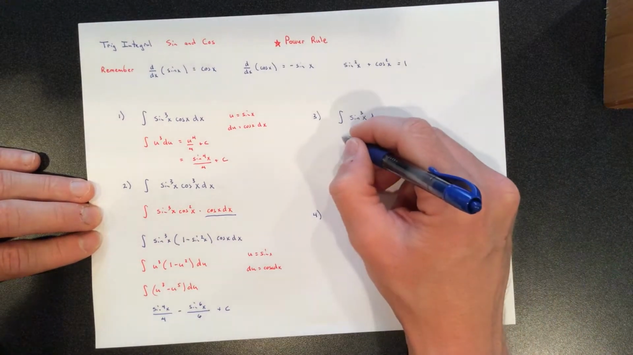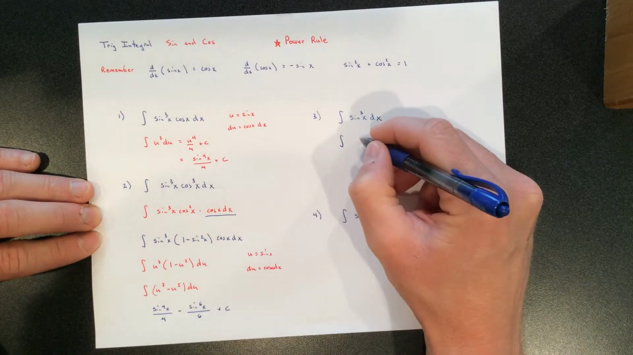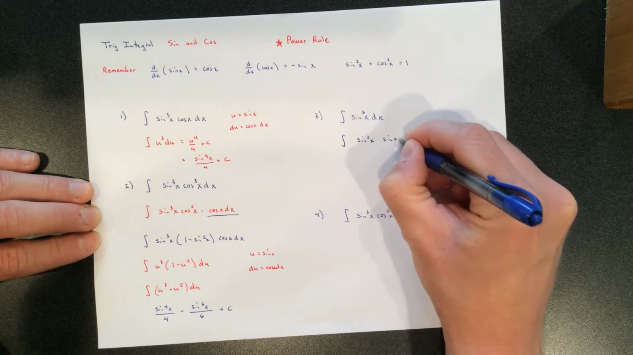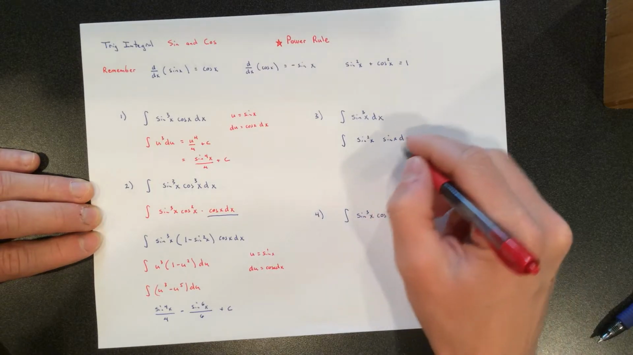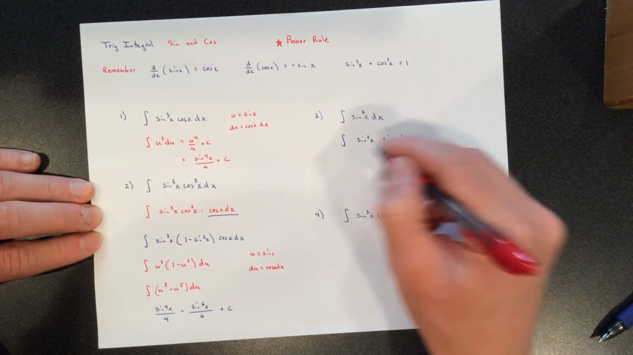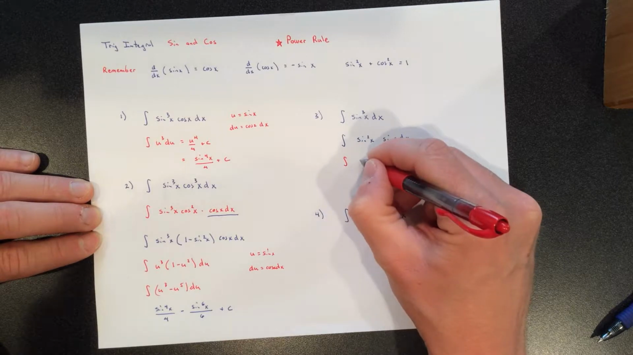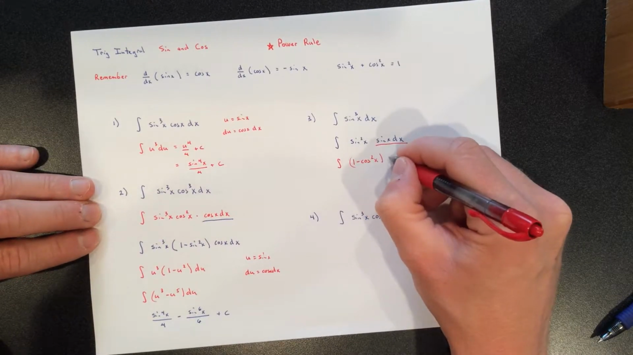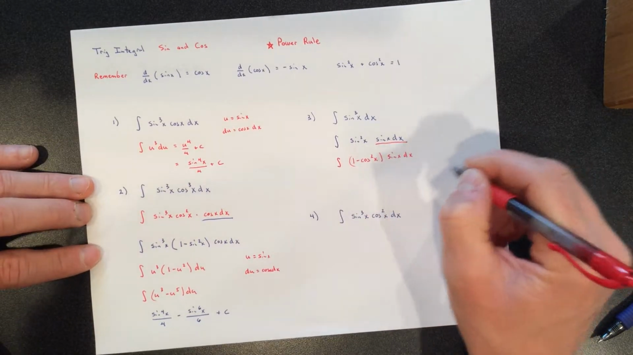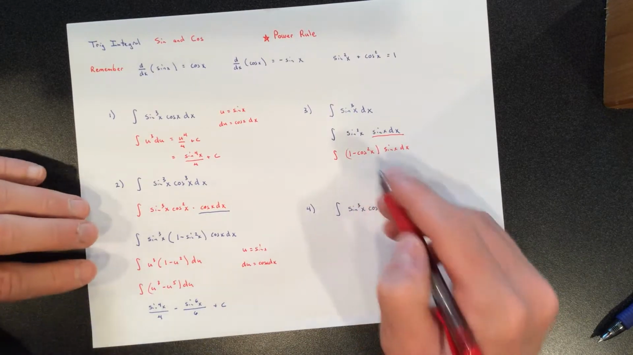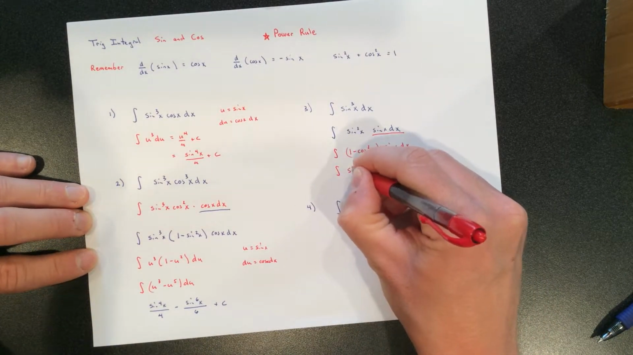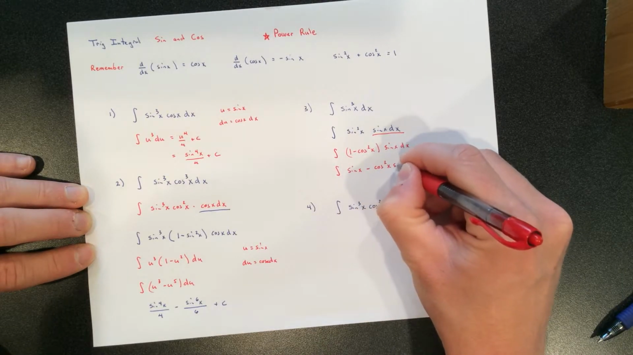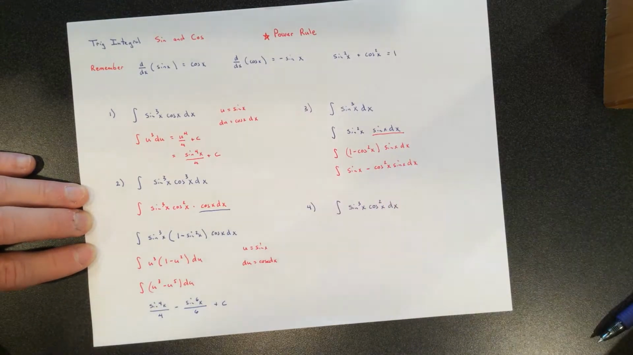We can rip off a sine, and we can change the remaining sine squares into cosines. So we take a sine off to the side, think of that as our du, and then we can rewrite this as 1 minus cosine squared sine x dx. Okay, so we can multiply this sine in then. This is sine x minus cosine squared x sine x. And then we can just do that integral.